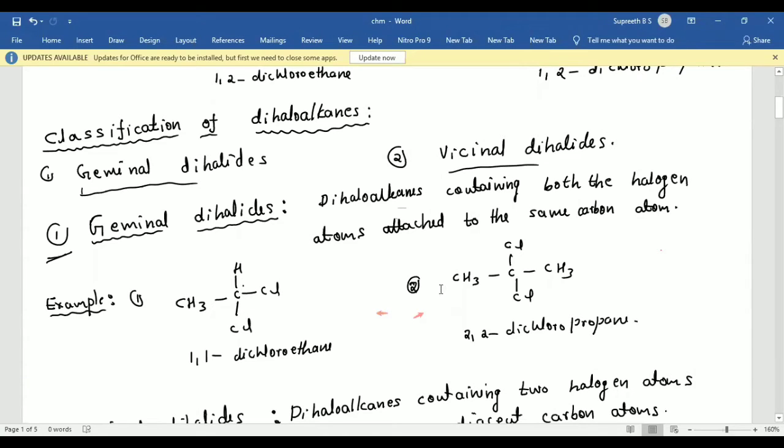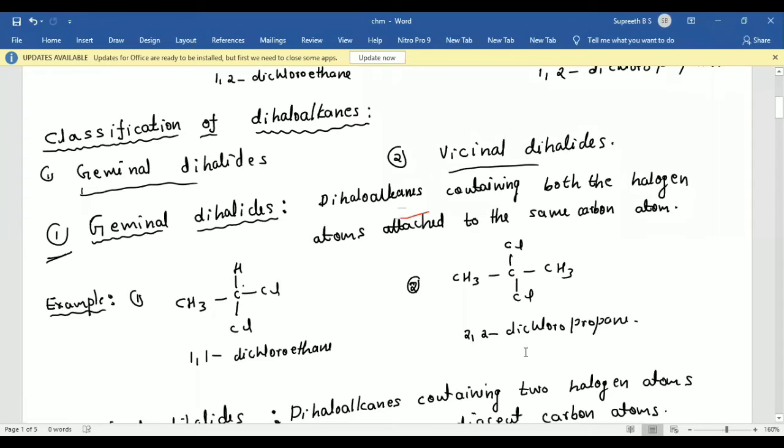Next, the second example, 2,2-dichloropropane. Propane is the basic molecule, and the two halogen atoms, that is two chlorine atoms, are attached to the second carbon atom. So clearly, dihaloalkanes containing both halogen atoms attached to the same carbon atom are called geminal dihalides. Clear?